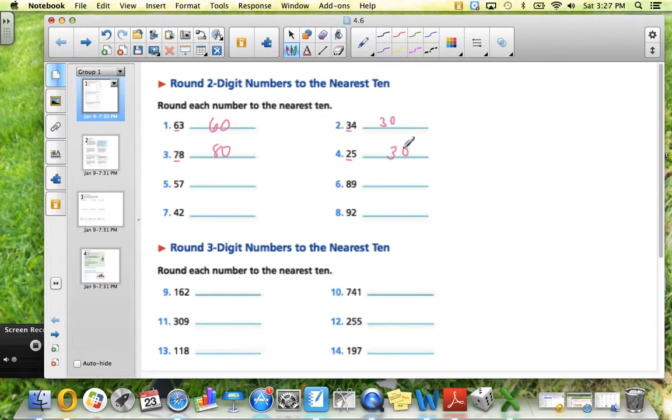All right, and now I want you to pause the video, and I want you to solve numbers 5, 6, 7, and 8 on your own, and then check with your partner that you have the right answers, and then come back, and we will continue.